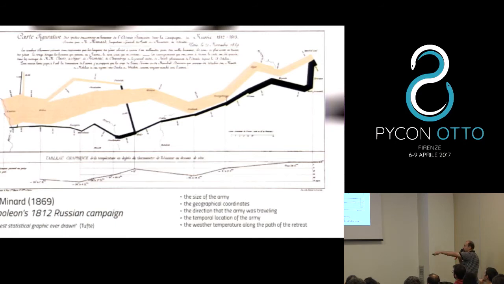There's a temporal axis running on the x, and you have a few flows representing the size of the army, the geographical coordinates, the direction the army was traveling, the temporal location, the weather temperature. This is a very effective way to convey a lot of information in a very nice piece of scientific visualization.